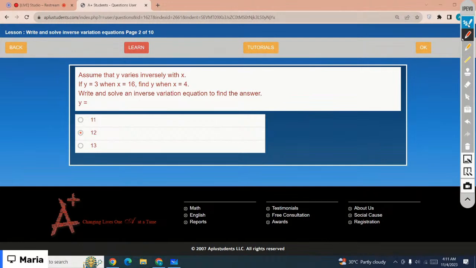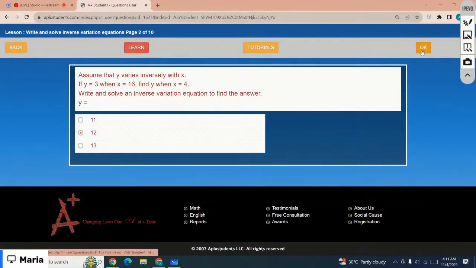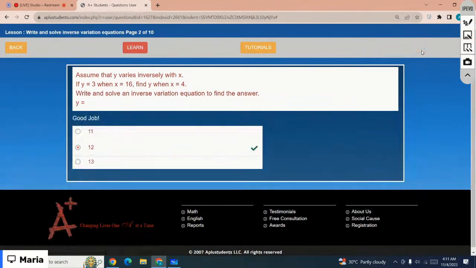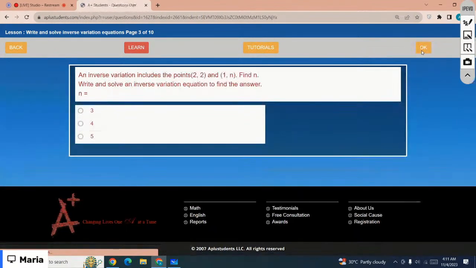Okay, assume that y varies inversely with x. An inverse variation includes the point (2, 2) and (1, n). Find n. Write and solve an inverse variation equation to find the answer.